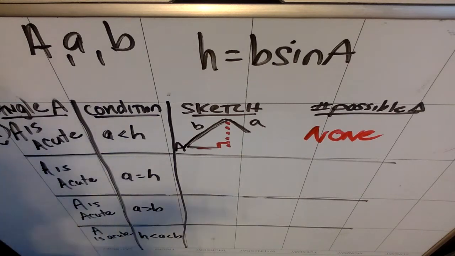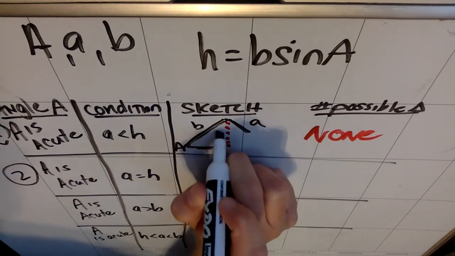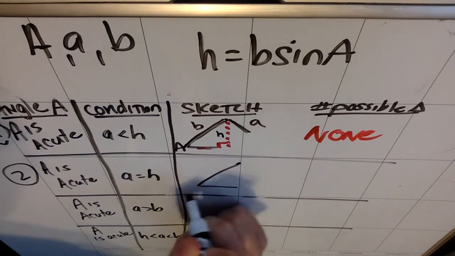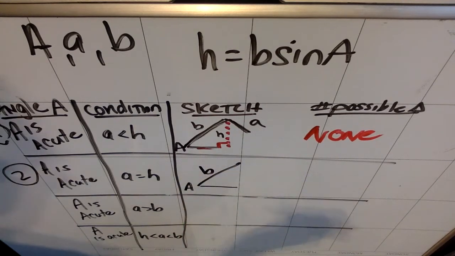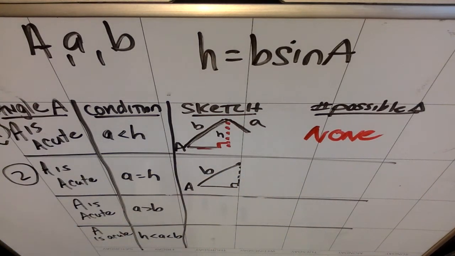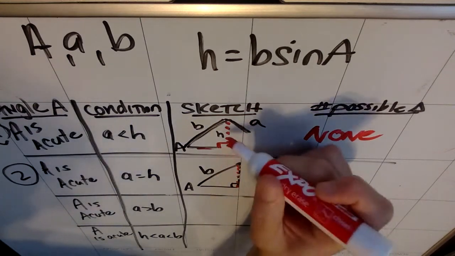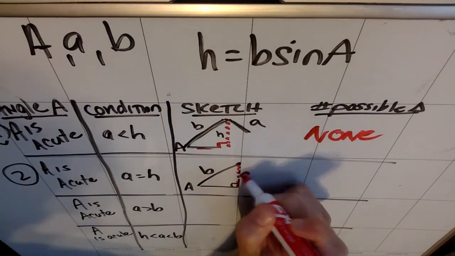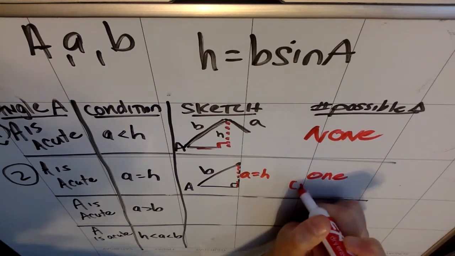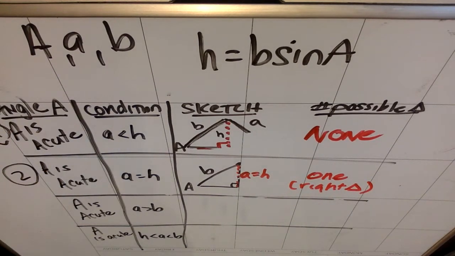The second case is that A is acute, and the height is the same as a. So again, this red dotted line was the height. The height is the same as a. So that would be the exact same triangle I just drew with my big A angle and my little b side, right? But now, this height that I have here is actually a. So this red dotted line that was the height in the previous drawing, the height before was longer than a, but now a is actually the same as the height. So the answer is that there is one possible triangle here, and as a side note, it happens to be a right triangle. So not only is it a triangle, but it is a right triangle.